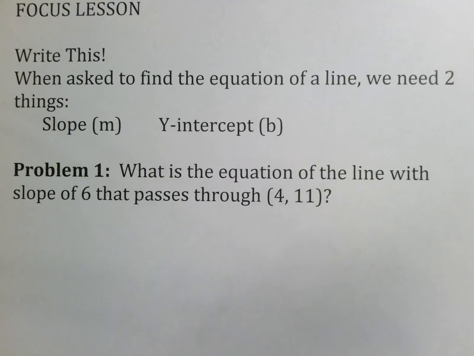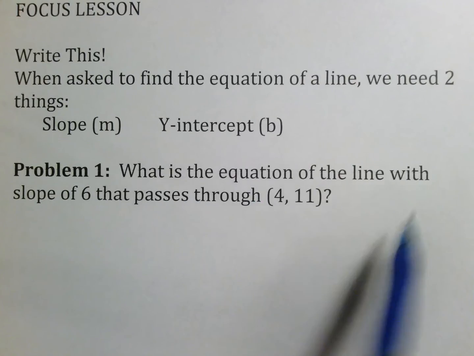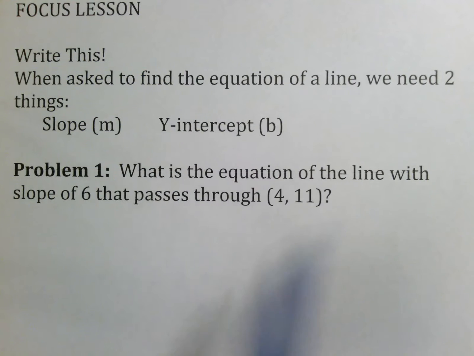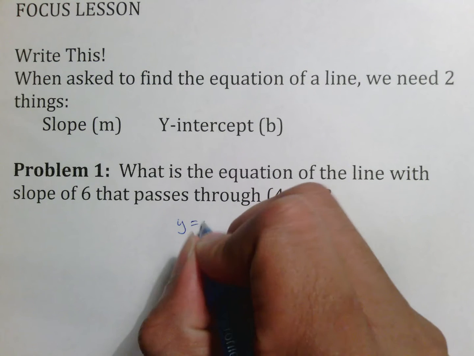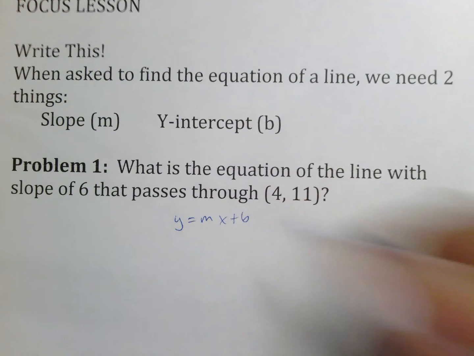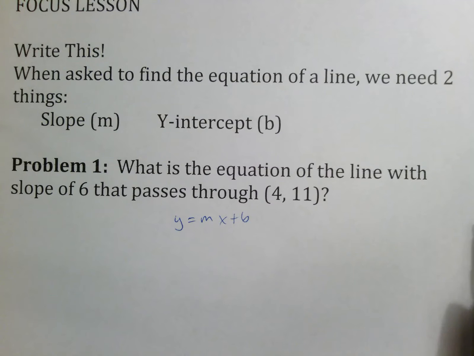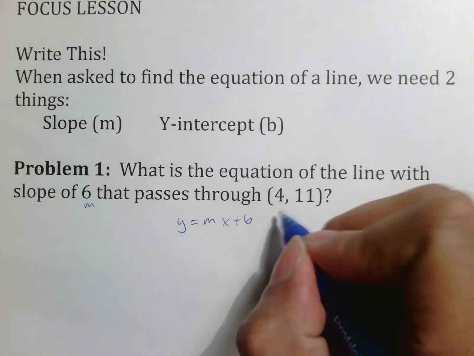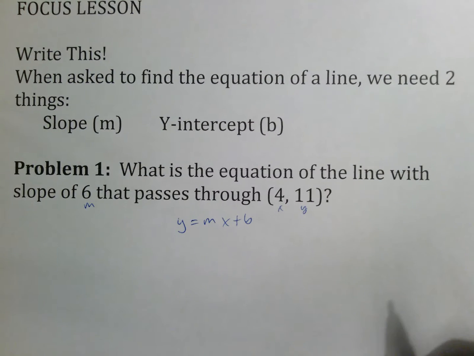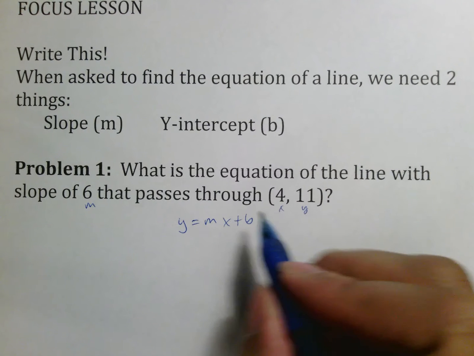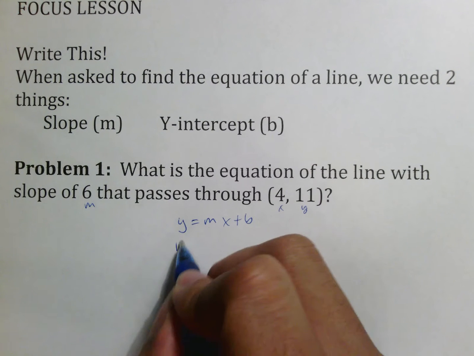Now, this was last week's work. It says, what is the equation of a line with a slope of 6 that passes through (4, 11)? So what we did was we started with y equals mx plus b. And we noticed that this was m, that this was x, and this was y. And so all we had to do was plug in what we know. That 11 was y, so we put 11 there.